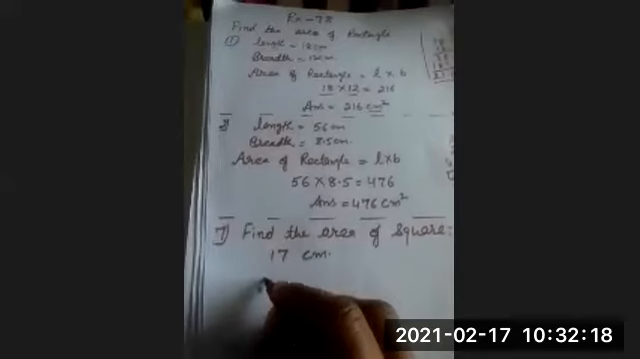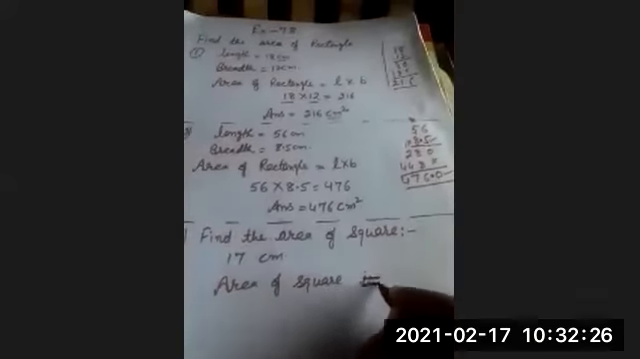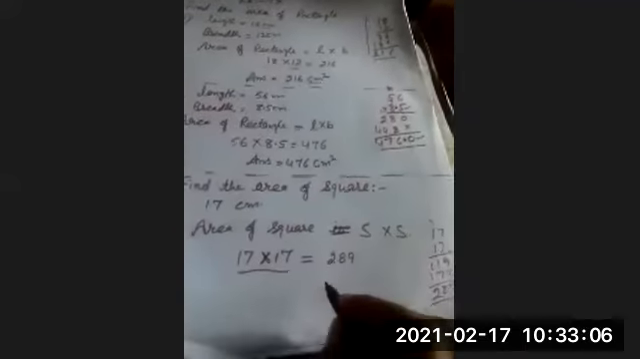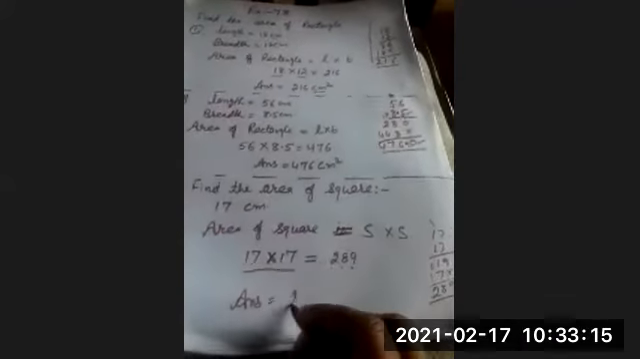Area of a square is side multiplied by side. Now find the area of the square: 17 multiplied by 17. 17 multiplied by 17 is 289. So the area of this square is 289 centimeter square. Area of this square is 289 centimeter square.